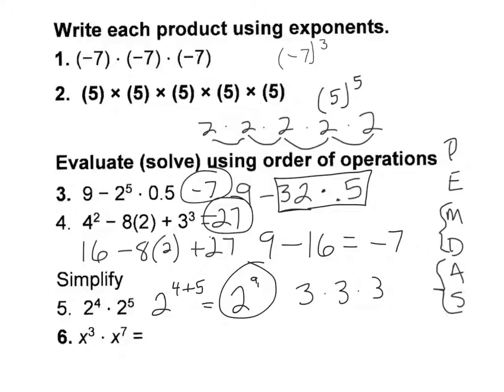Number 6, our bases are the same again. When the base is the same, we are simply going to add the exponents. So I would get x to the 3 plus 7th exponent, which in this case is going to be x to the 10th. And that's it for 1 through 6.